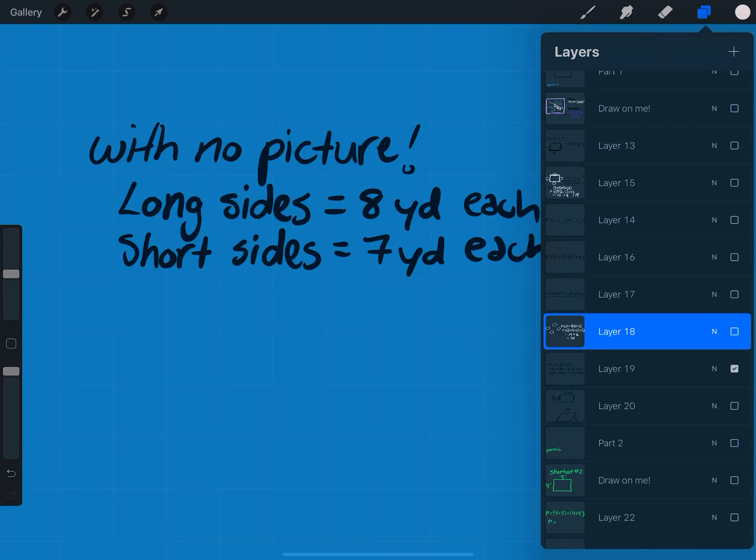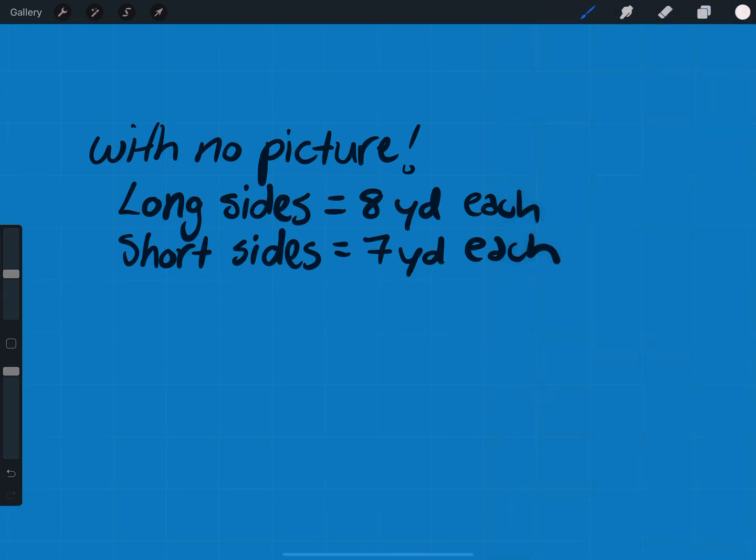You can actually find the perimeter without even using a picture. So if you know the long sides of a rectangle or parallelogram are 18 yards each and the short sides are 7 yards each, you can actually just figure out the perimeter. You don't even have to draw a picture, although it's always okay to draw a picture.